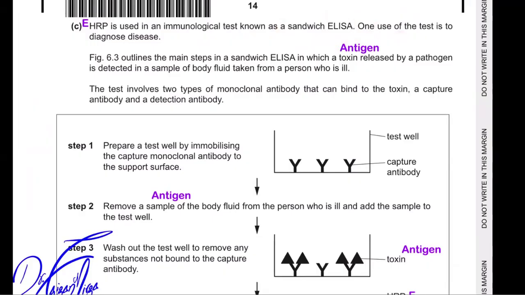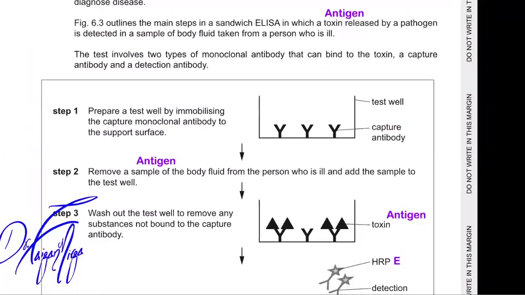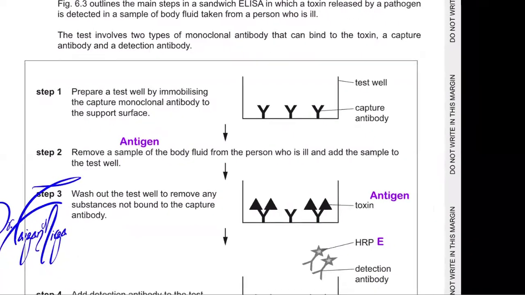One use of this test is to diagnose a disease. Figure 6.3 outlines the main steps in sandwich ELISA in which a toxin is released by the pathogen. We know the toxin must be an antigen. It is detected in a sample of body fluid taken from a person who is ill. The test involves two types of monoclonal antibody. We know what an antibody is.